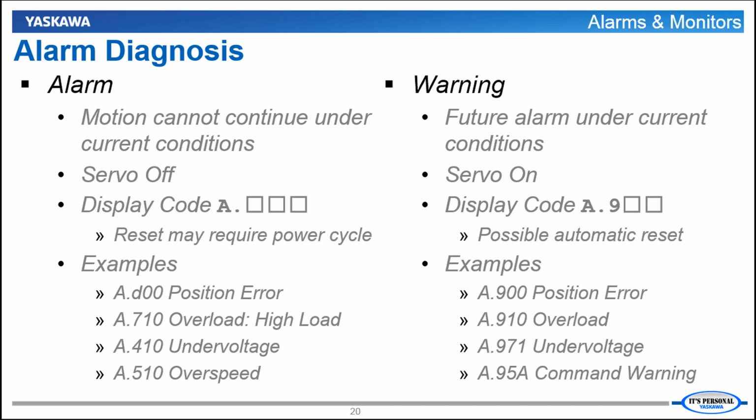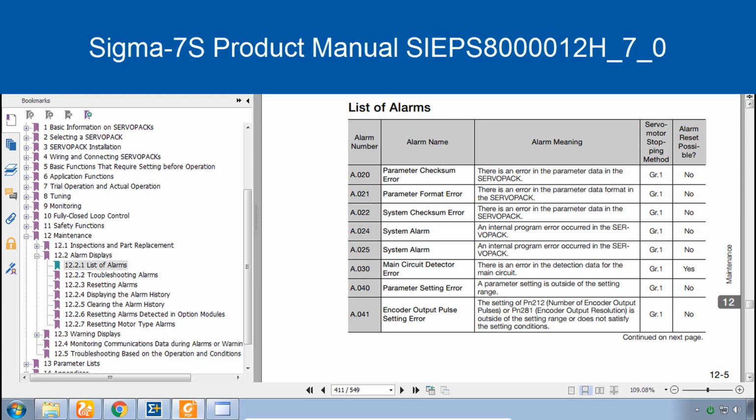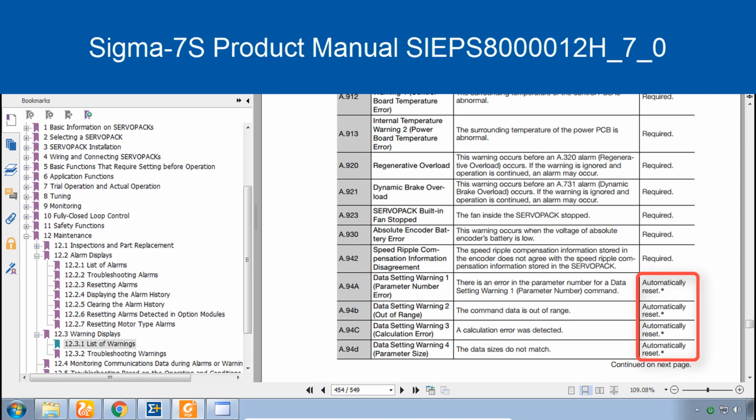Since you can't predict every alarm, there's a lot fewer warnings than alarms. And there are some conditions, such as Mechatrolink command warnings, that will never result in alarms. Alarms and warnings can generally be cleared with the alarm reset command, as we've done, although some alarms do require power cycle to clear, and some warnings do clear themselves automatically.